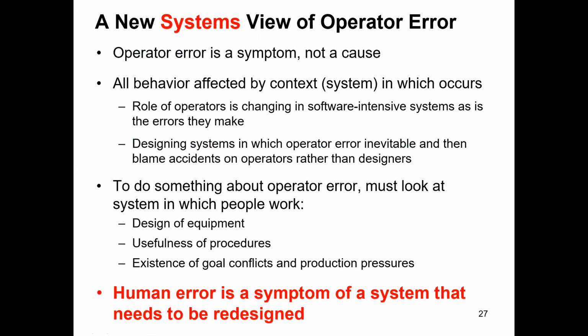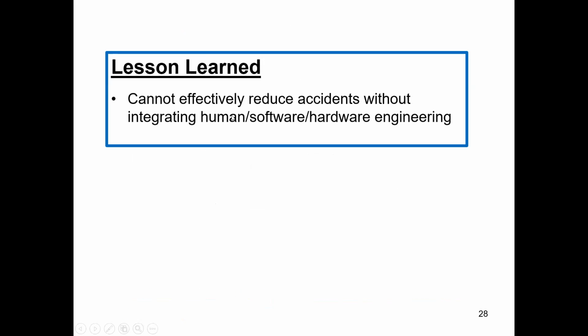Great, thank you. Okay, so the bottom line is that human error is a symptom of a system that needs to be redesigned. So, lesson learned: we cannot effectively reduce accidents without integrating human, software, and hardware engineering.